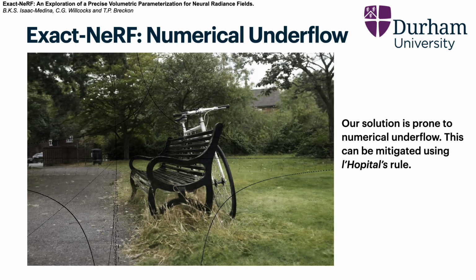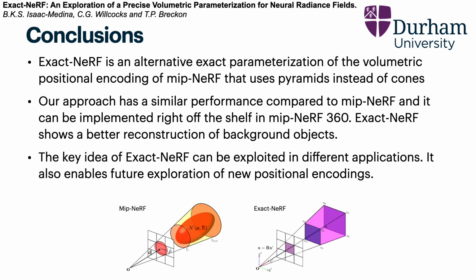Our method is prone to numerical underflow, given some small numbers in the numerator of the exact integrated position encoding. The following image shows an example of these regions showing the numerical underflow, which happen to be where two coordinates are very close. The curvature of these regions is a footprint of the contraction function of Mip-NeRF 360. These artifacts can be mitigated using L'Hopital's rule. This calculation is detailed in the supplementary material of our paper.